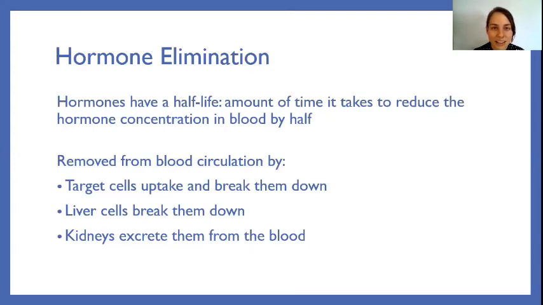The methods the body uses include a target cell binding to the hormone, using those receptors, and then breaking it down. That way it's not just floating free through the blood anymore. So once it does its job and communicates with that cell, we trap it and break it down. Another option is that liver cells can break it down instead. Lastly, the kidneys can filter them out of the blood and excrete them out of the body. That's why a lot of our water-soluble hormones don't last very long: the kidney filters and excretes them, sometimes very quickly.